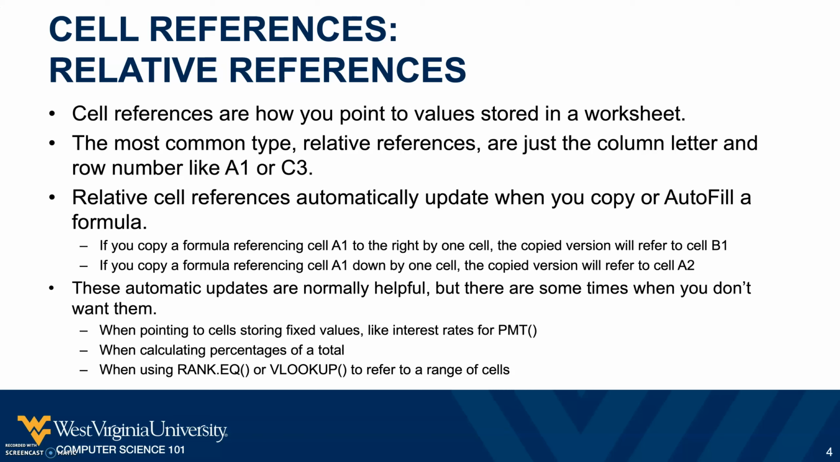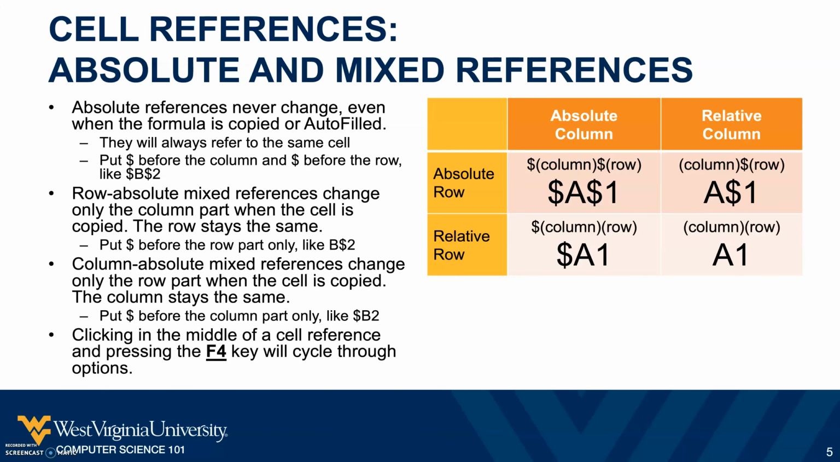So they say if you copy a formula referencing cell A1 to the right by one cell, the copied formula version is going to refer to B1. If you copy it down one, it'll refer to A2. These updates are normally helpful, but sometimes there are times when you don't want them. When pointing to cells storing fixed values like an interest rate, maybe the number of quizzes in a class, something like that, where it's always going to be that particular number in that particular cell, you might need to do what's called an absolute reference or a mixed absolute reference. So we're going to look at those next.